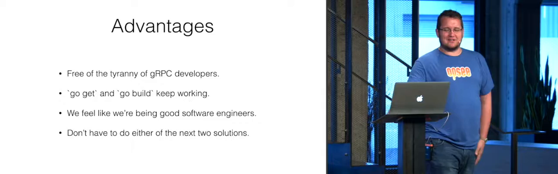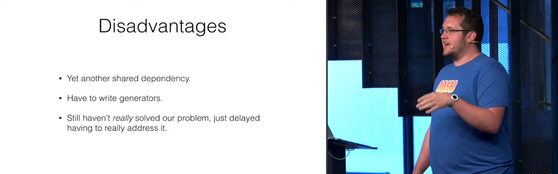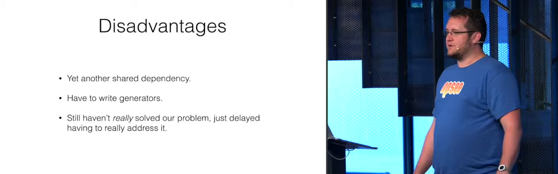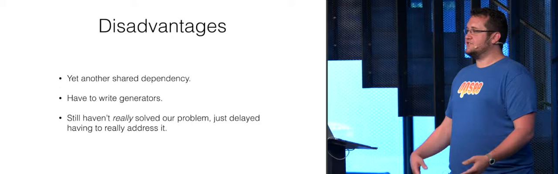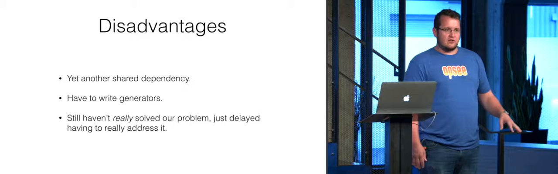Disadvantages of this: we have yet another shared dependency, right? So we now have a client library for each service, and any service that's going to use this exported interface now has to update that exported interface whenever it changes, because it's going to abstract away the fact that something in gRPC changed or some semantic in inter-service communication changed. So we really haven't solved our problem, but we've papered over it enough that we can get along without running into this issue of the gRPC interfaces changing again for quite a while, I think.